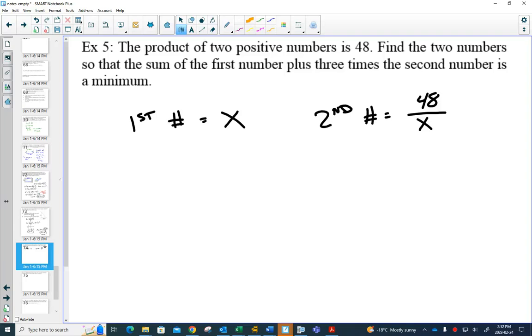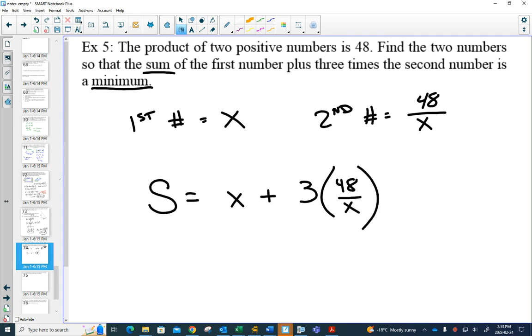Now we want to find a minimum sum. So I'm going to write s for the sum, and then once we find the derivative, that will let us find the minimum. What are we doing? The sum of the first number, which is x, plus 3 times the second number. This is what we want to find the minimum of. As far as writing this and simplifying it, 3 times 48.